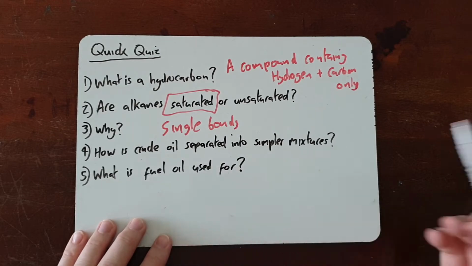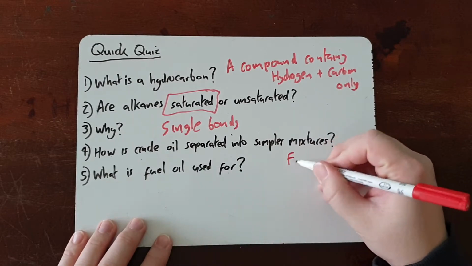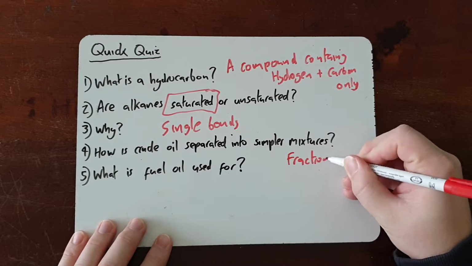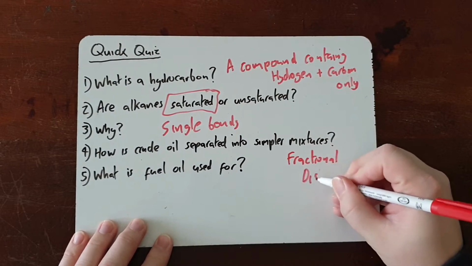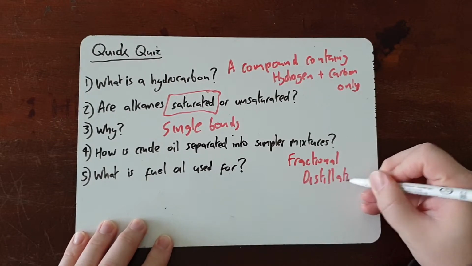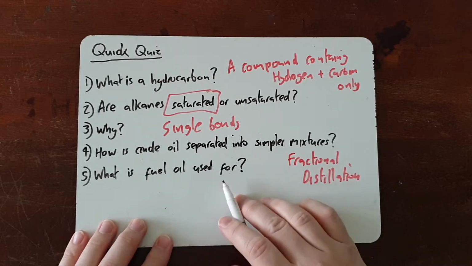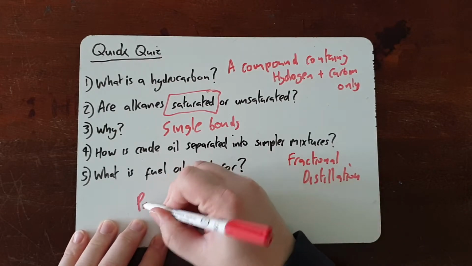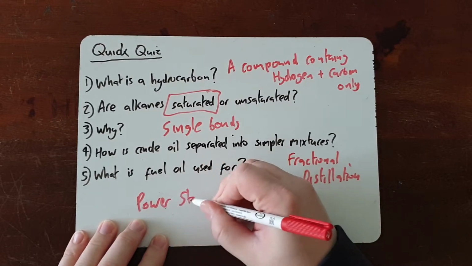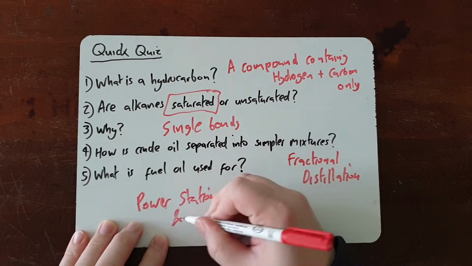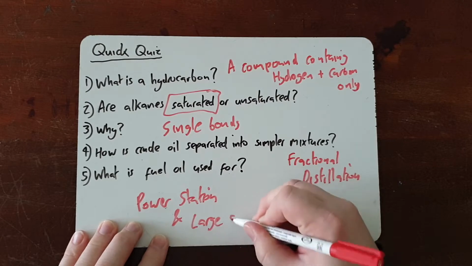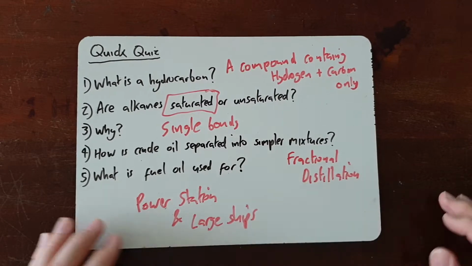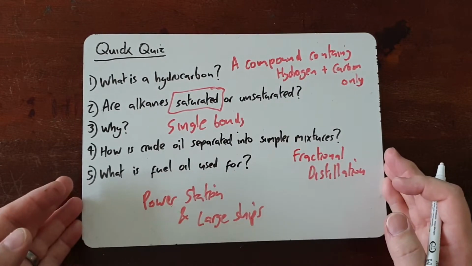How is crude oil separated into simpler mixtures? That is fractional distillation. And what is fuel oil used for? It is used for power stations and large ships, like container ships, that sort of thing. Right, so that's a quick quiz out of the way.